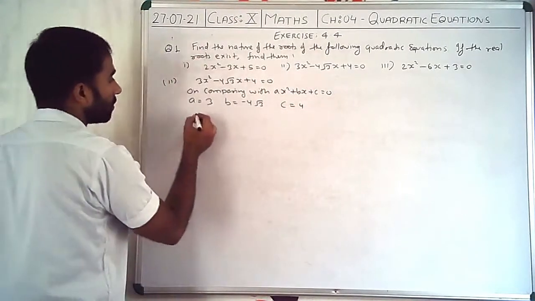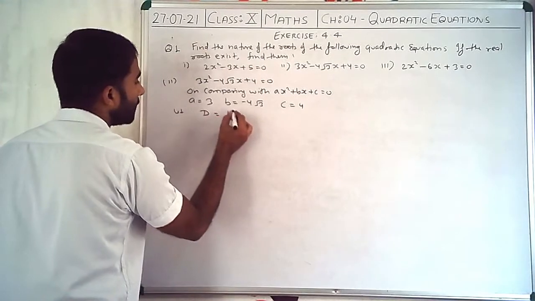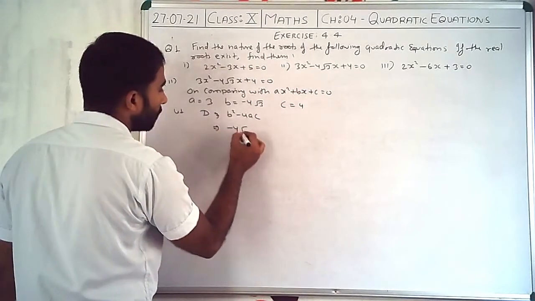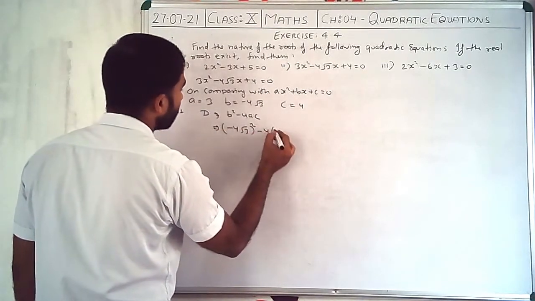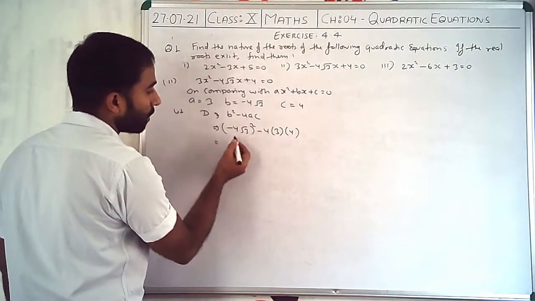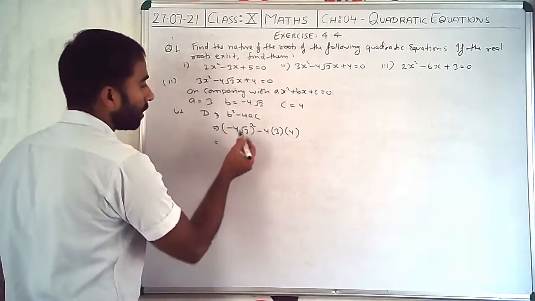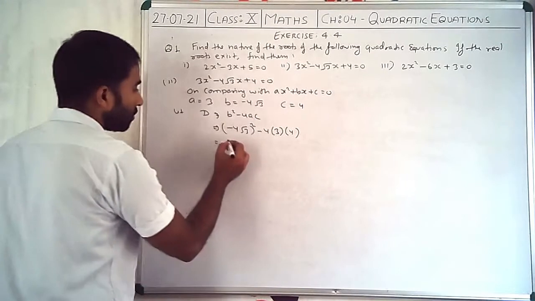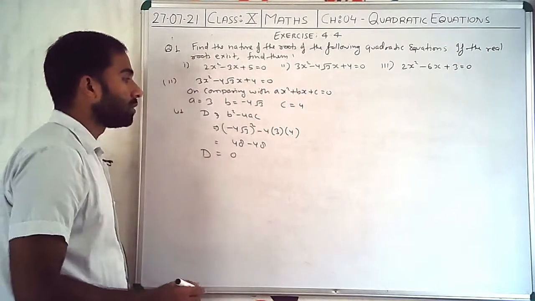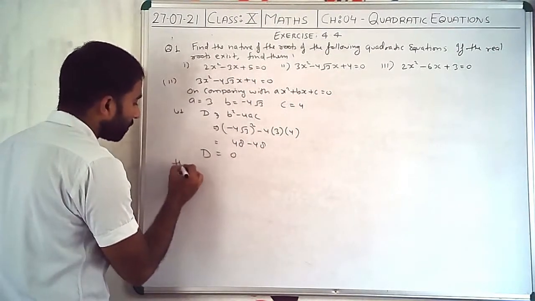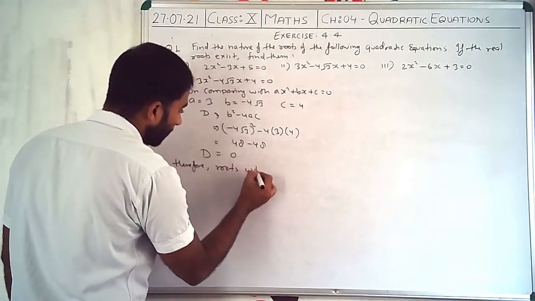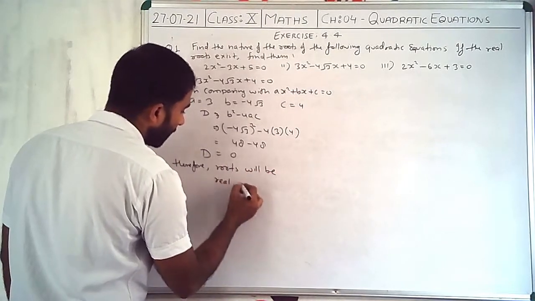Now, nature of the roots. Let D is equal to b square minus 4ac. What is the value of b? Minus 4 root 3 whole square minus 4 times 3 times 4. If you simplify it, root 3 square gives us 3, 4 square gives us 16, so 48 minus 48 is equal to 0. So here D is equal to 0. Therefore, roots will be real and equal.